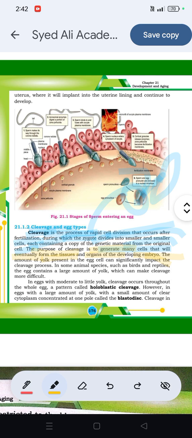So then they will gradually help. We know when cells combine, they form tissue, so they will gradually increase and form the tissues. Then from tissue it will form organ, then from organ it will form organ system, like that. So it will help the developing of the embryo.